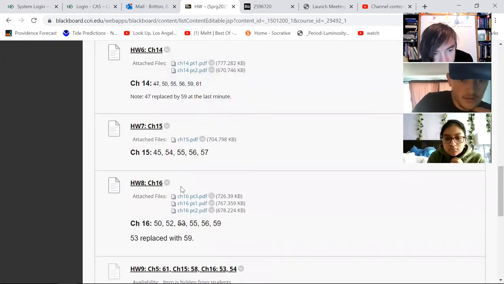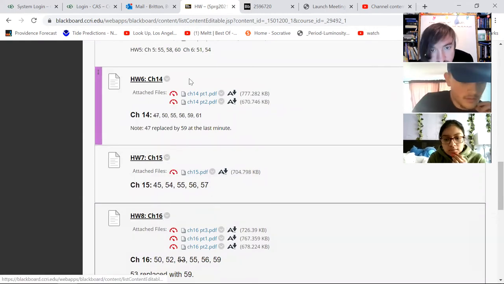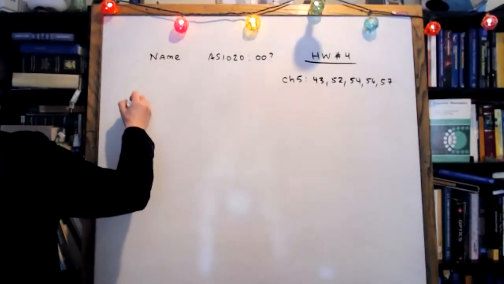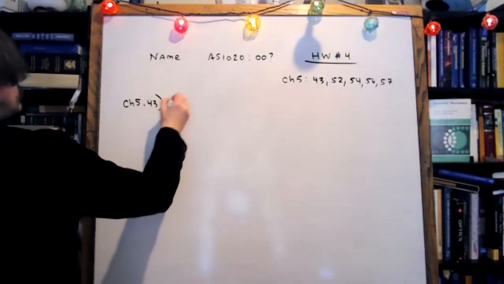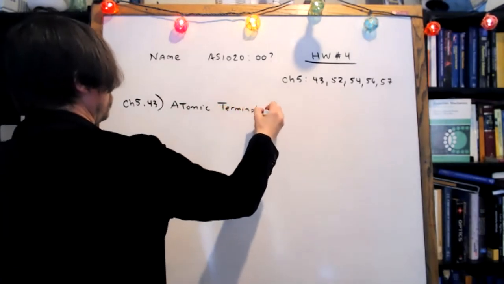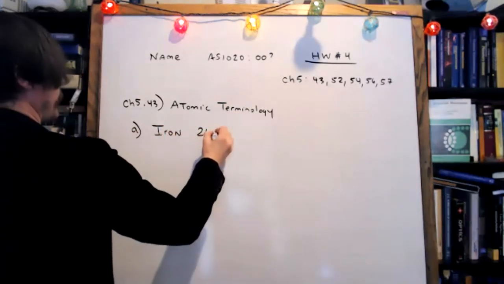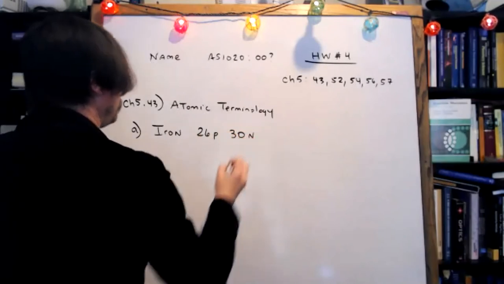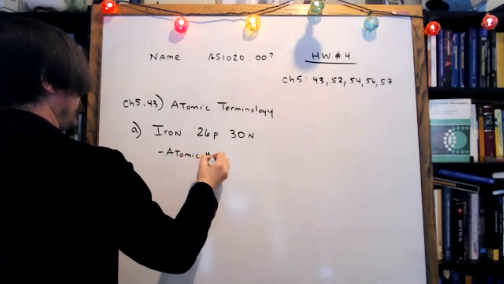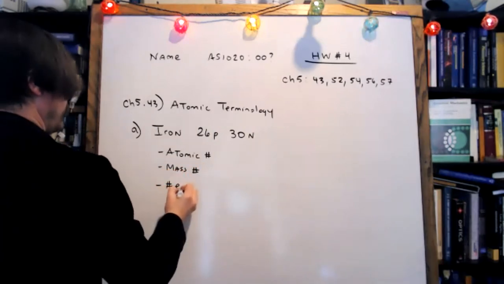Mariah, can you right click and open up the questions for me? Why don't you read me chapter 5, number 43? It says atomic terminology practice one. Part A, the most common form of iron has 26 protons and 30 neutrons. State its atomic number, atomic mass number, and number of electrons if it is neutral. So we're looking for the atomic number, the mass number, and the number of electrons.